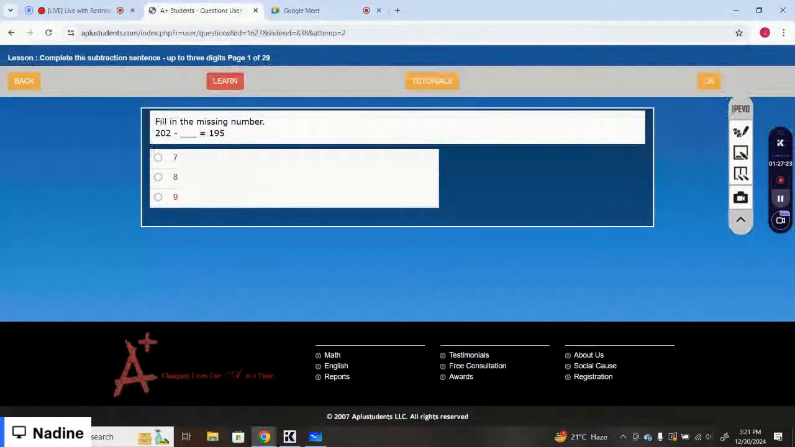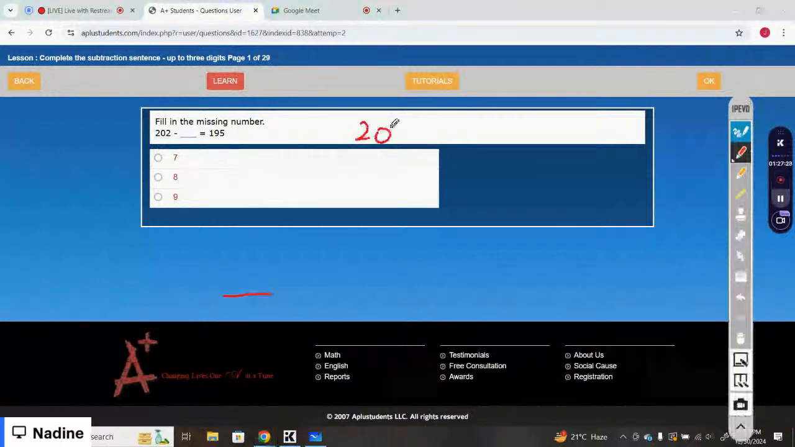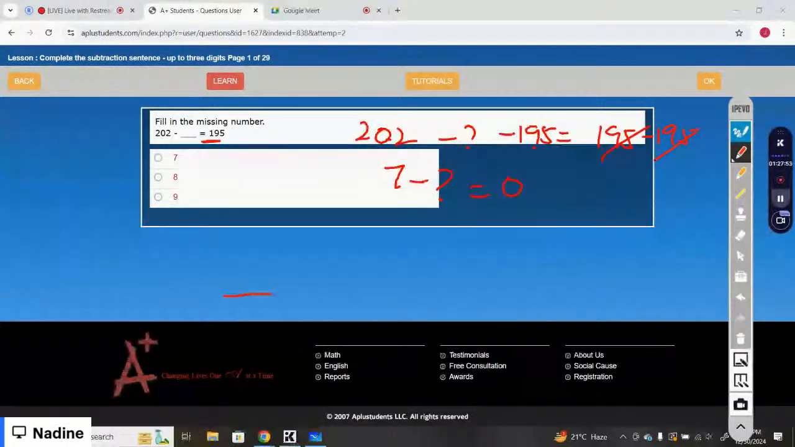202 minus the missing number is 195. So how do we solve? You have to subtract this 195 from both sides. So here you have 195 and 195 makes 0. And 202 minus 195 is 7, so 7 minus the missing number is 0. So 7 minus 7 is 0. That means the missing number is 7. The correct option is 7.